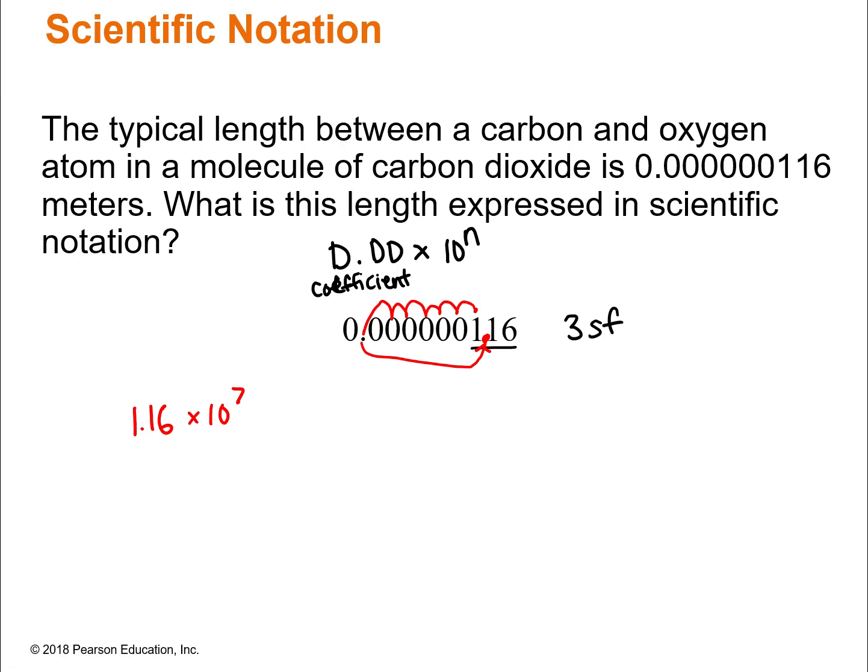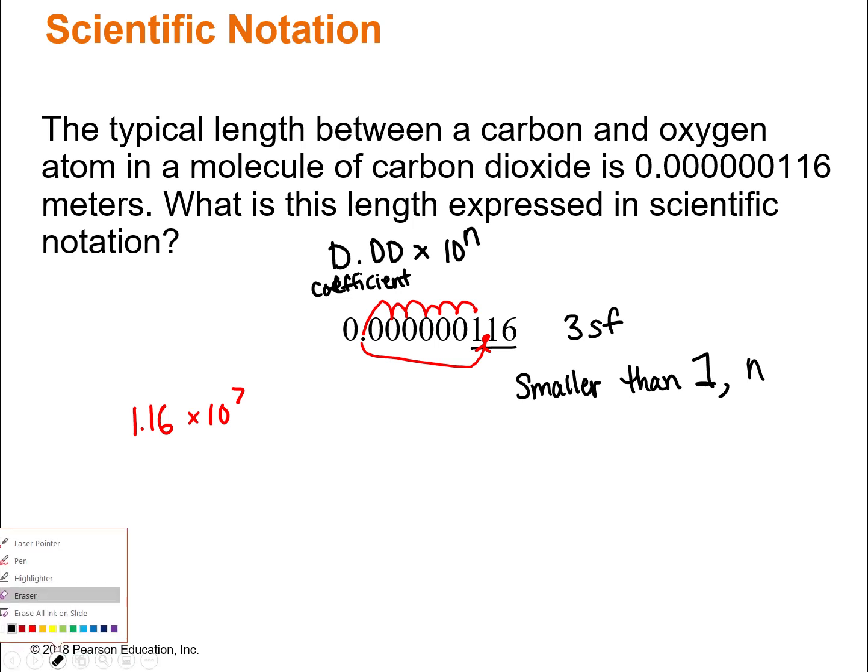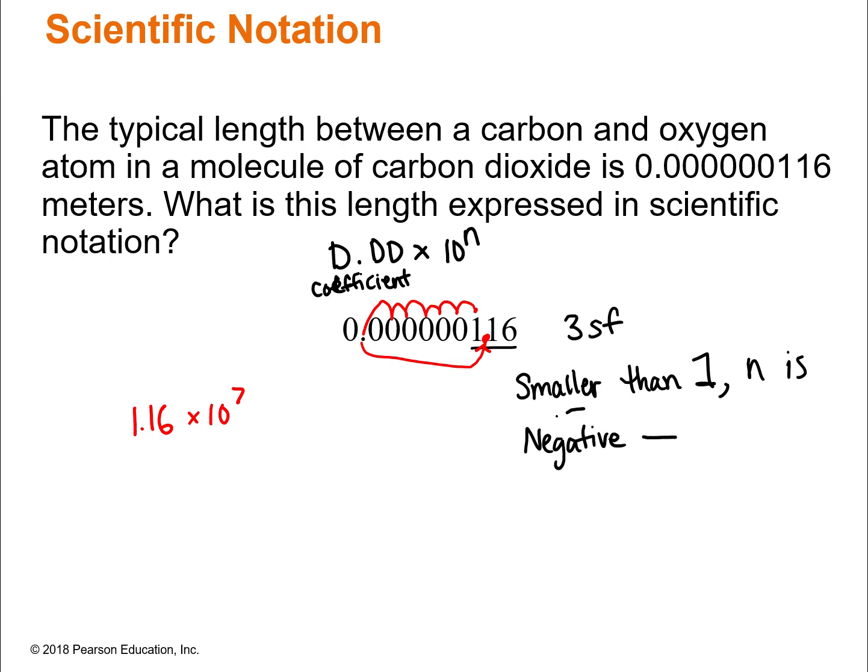But we're not done. We need to figure out if this n is positive or negative. This number is much smaller than 1. So n is going to be negative. Now we're done.